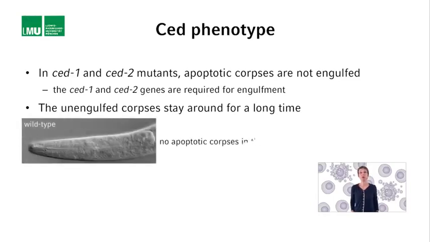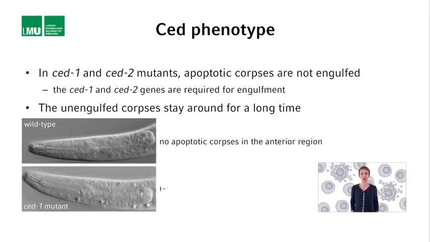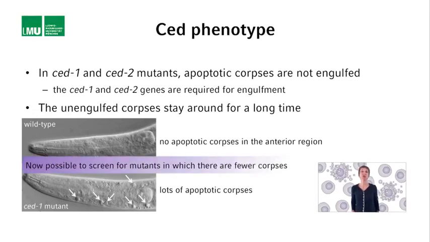In wild-type L1 larvae, there are no apoptotic corpses visible in the anterior region or head region of the animal. In contrast, in ced-1 or ced-2 mutant L1 larvae, there are 20 to 30 apoptotic corpses in this region. It's really easy to see, and there are lots of those corpses. This is a great assay. It allows you to screen for mutants in which there are fewer of these corpses.